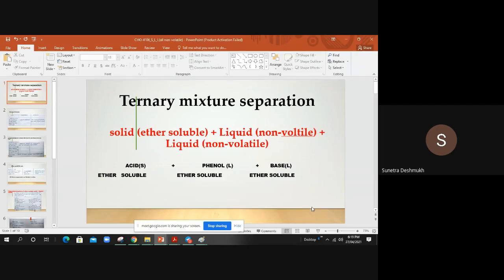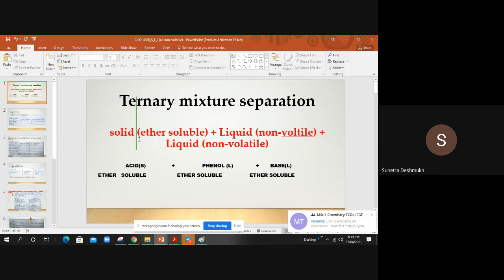Okay, so in ternary mixture separation, the next mixture we will take is solid, liquid, liquid. In the last lecture we saw solid, solid, solid separation. In that one, one solid was ether insoluble and two solids were ether soluble. Now we will see solid plus liquid. In that one, not even a single component is ether insoluble, all are ether soluble.